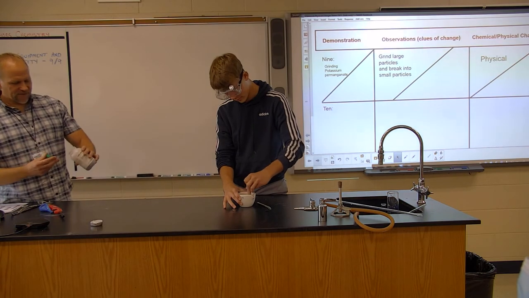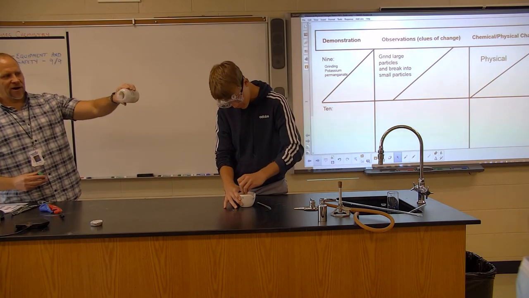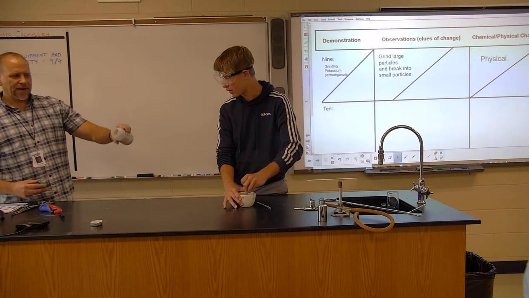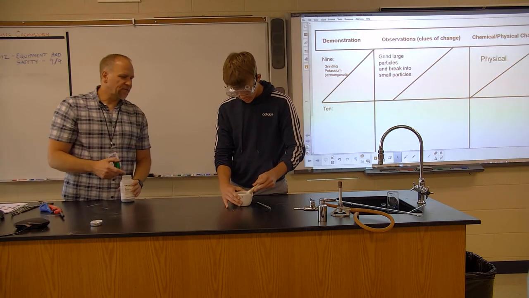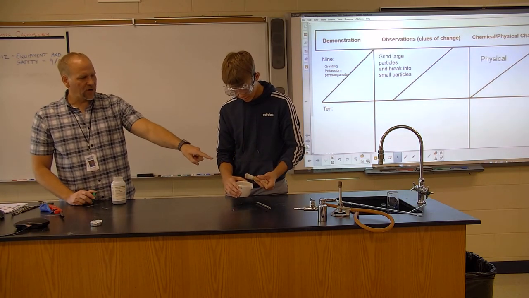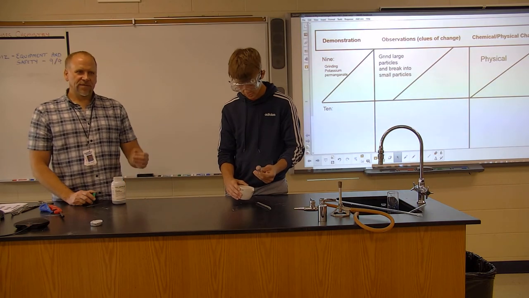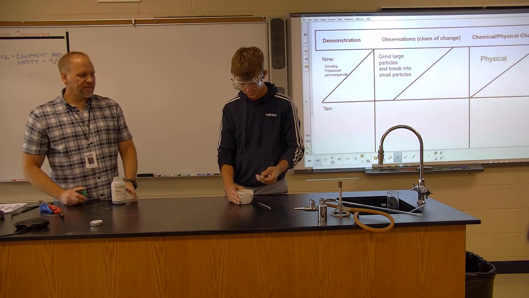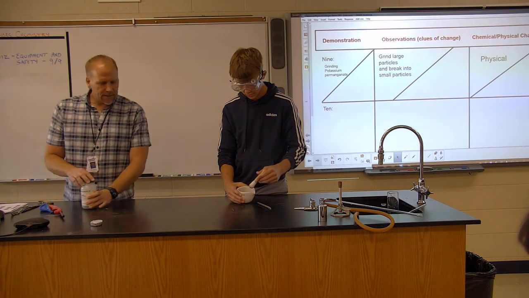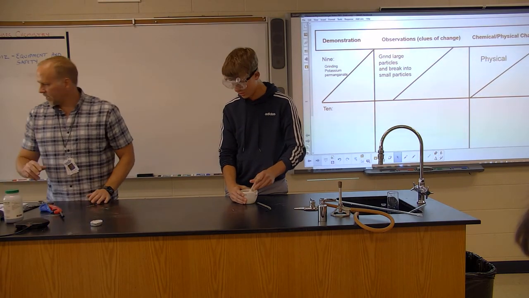Potassium permanganate is kind of interesting. If you look at it in the jar, it looks like it's kind of a dark gray color. And even in there, it probably looks mostly gray. But if you look at the end of the pestle and the mortar, it's actually purple. When it's a fine powder and you put it against a white surface, it's got a purple color.